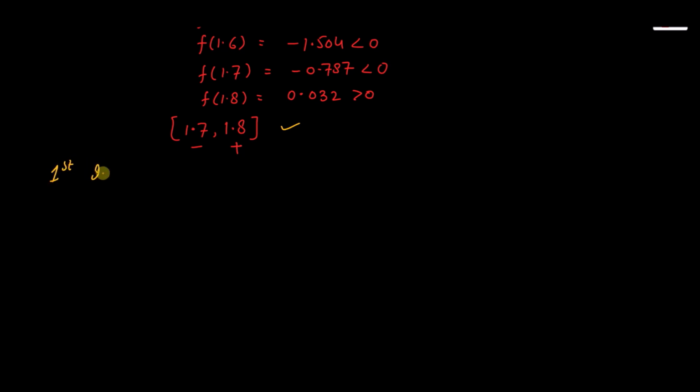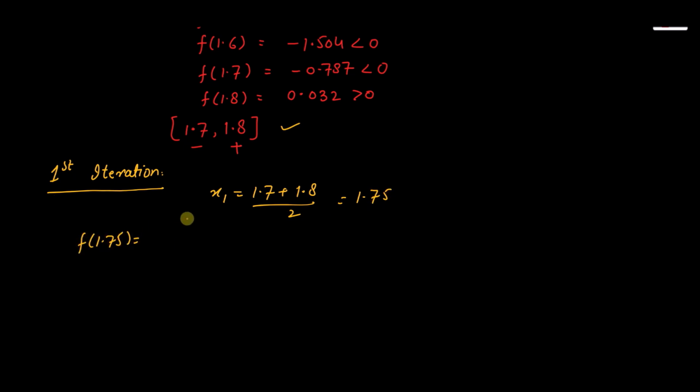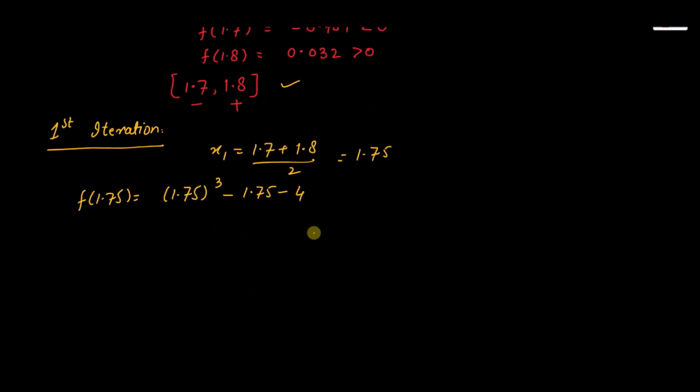We are going to perform our first iteration. x1 is equal to 1.7 plus 1.8 divided by 2, and we will get 1.75. Now we need to substitute it into the function in order to examine the sign. So at 1.75, our function becomes 1.75 cubed minus 1.75 minus 4. When we solve it, we get negative 0.39. So it means that f of x1 is less than 0, so the root lies between.